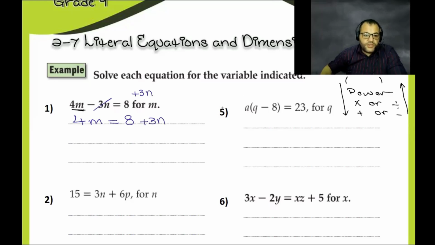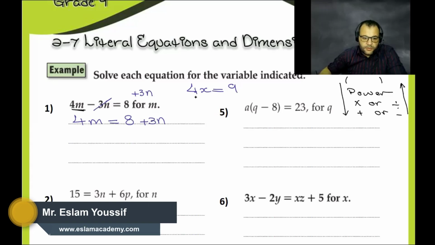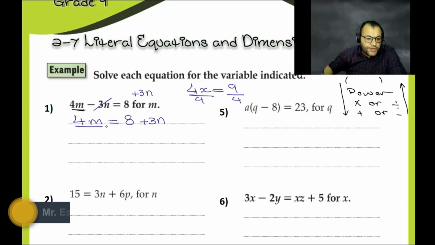What is the meaning when I say 4x equals 8? How do we solve this? Divide by 4. So we divide by 4.